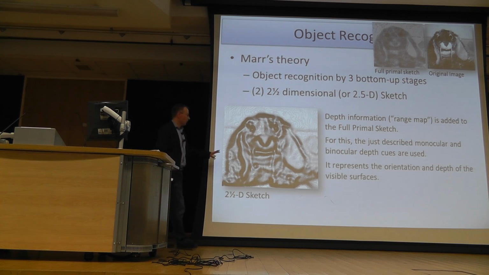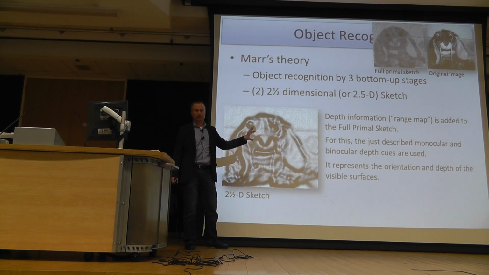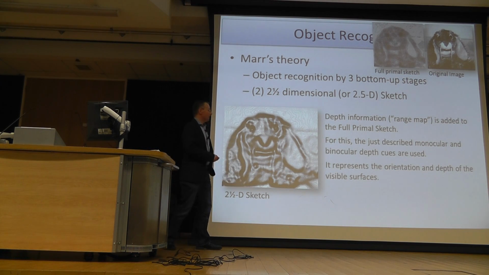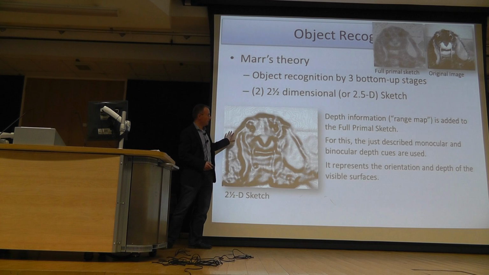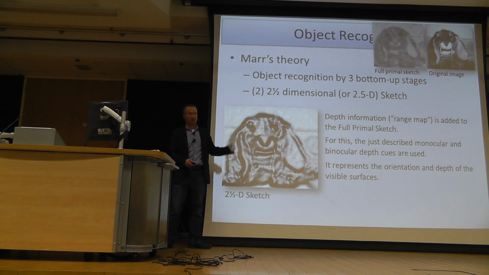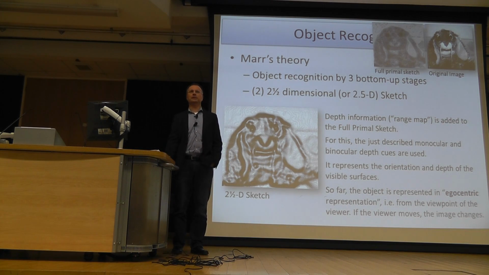And for the whole surface, this representation contains information or represents the orientation of the surfaces, so that here at the side is probably oriented like that, and the depth, so the distance to us of the surfaces, so that here in the background maybe something is further away than the rabbit itself. This representation is in so-called egocentric coordinates.